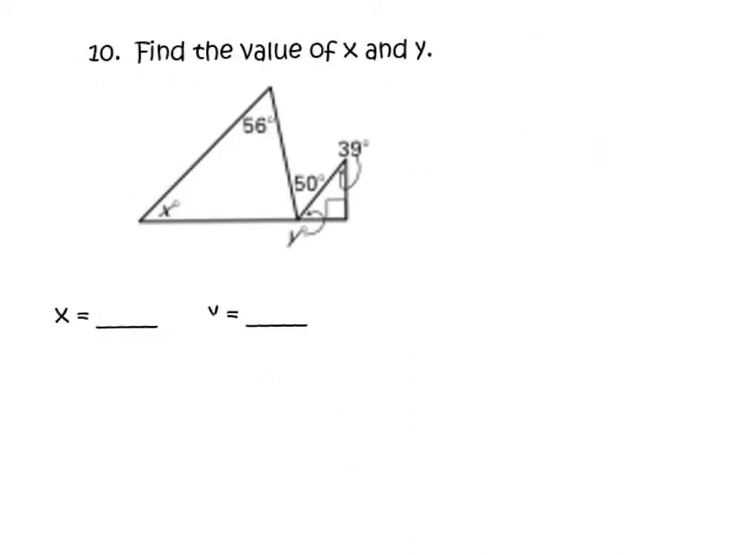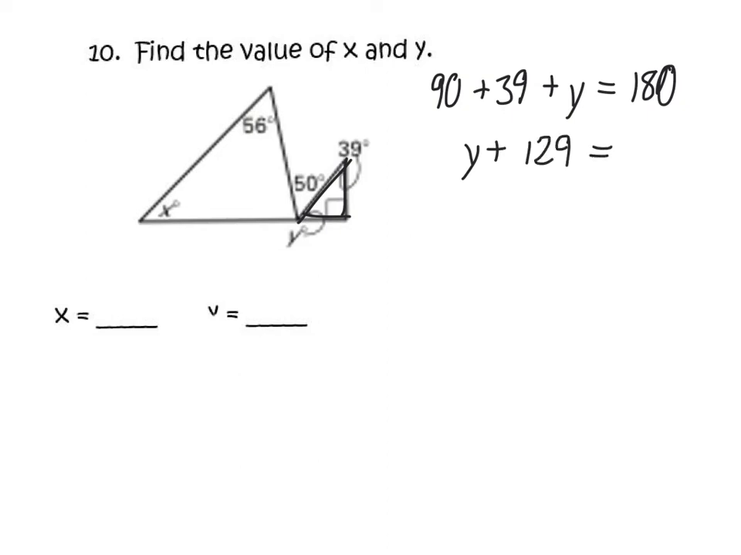For the next example, I'm trying to solve for x and y. So let's focus on this triangle off to the right. So it's made up of 3 angles. We have the right angle in the corner. I have the 39 up top, and y. Well, I know together they're going to equal 180 degrees. Well, it looks like we're going to end up with y plus 129 equals 180. So now it looks like y is going to equal 51.